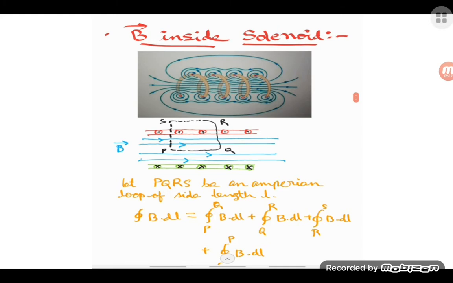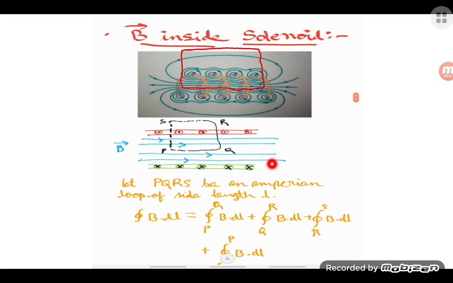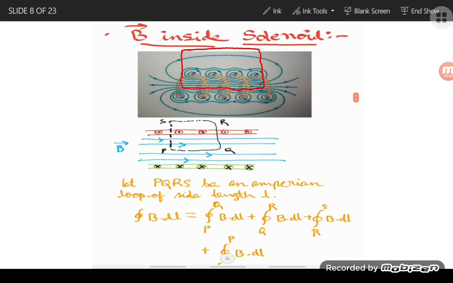So we have taken an Amperian loop. Now, how is that loop? The loop is considered somewhat in this fashion. That is P, Q, R and S. Now we have found the integral of B dot dl partly, that is, at first from P to Q, then from Q to R, then from R to S. So partly we have done.